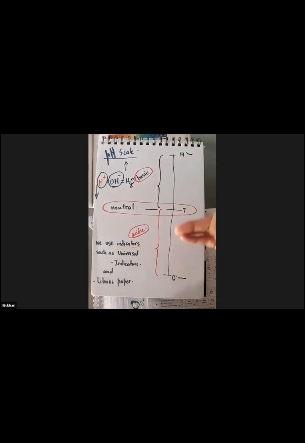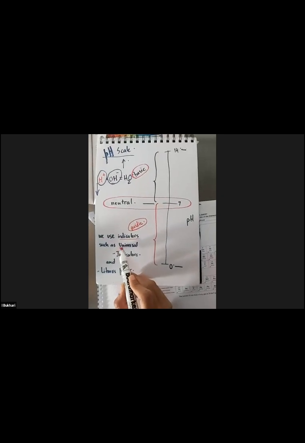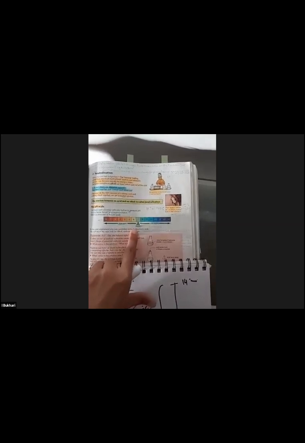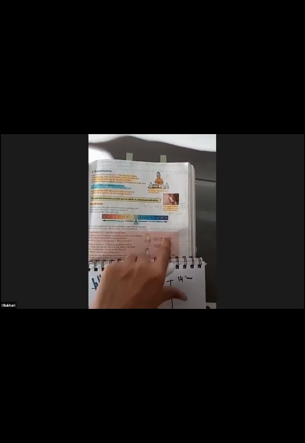So we use their color change in order to predict whether a solution is acidic or basic. The most commonly used is universal indicator. The universal indicator colors are given on this page. Acidic, the color becomes darker red. Alkaline, the color becomes darker purple, from blue, light blue, dark blue, then violet, and then eventually purple. Neutral is a light green. Solving questions again and again, you'll remember these colors, right?